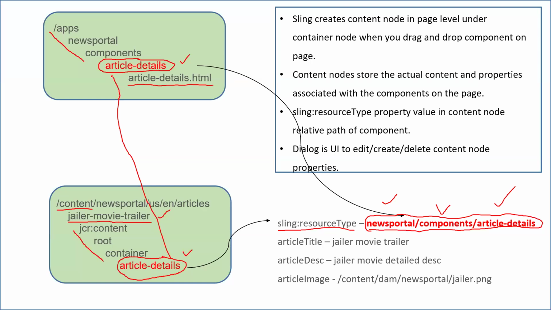Both will be available in two different locations. Components are always available in the apps folder. Content nodes are available either in the conf folder or the content folder. And this content node is useful to connect with the component with the help of the sling:resourceType property.